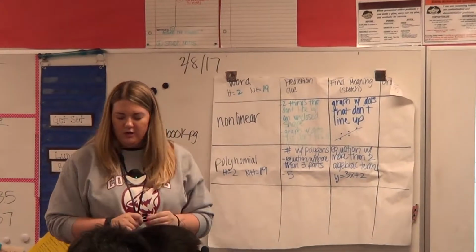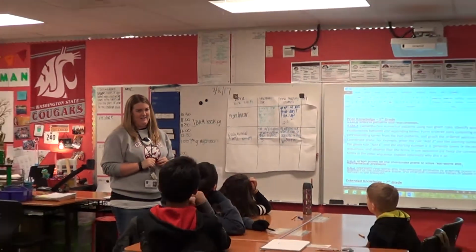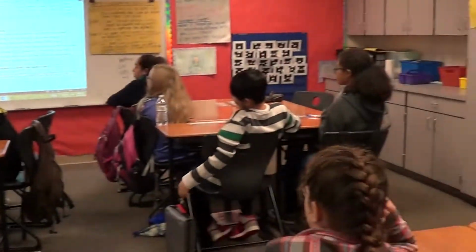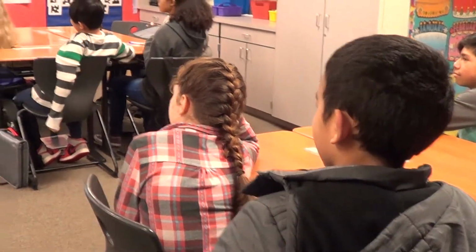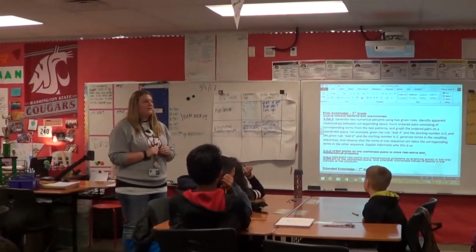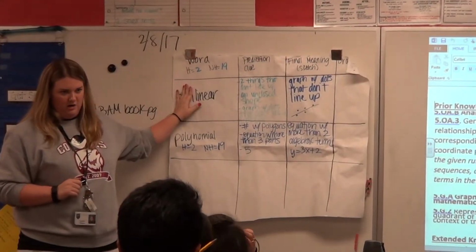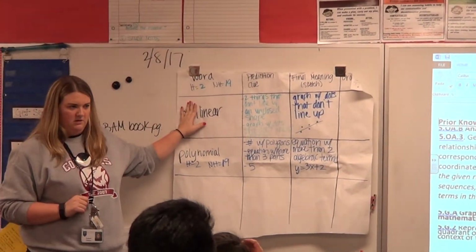And what did nonlinear mean? Cameron? Graphs with lines that don't line up. Okay, so graphs with lines that don't line up. Dots that don't line up. Okay, so then we talked about if I took off the word non and now I have linear. What does linear mean?